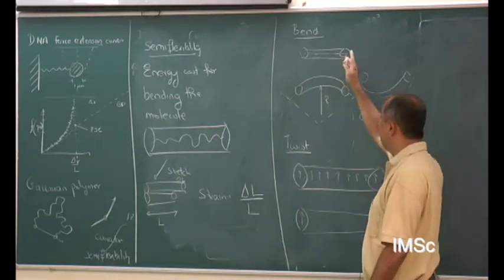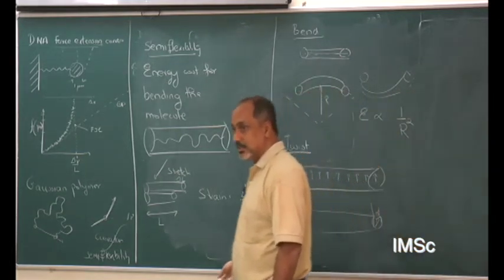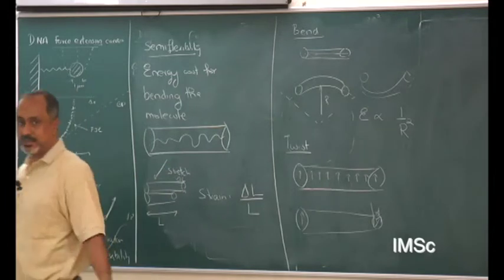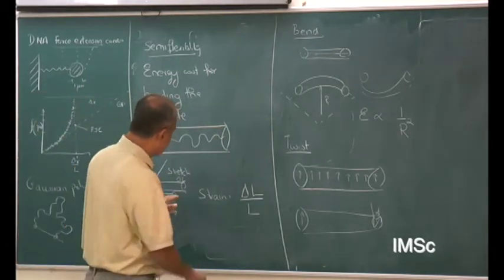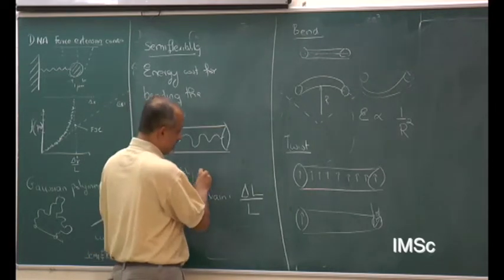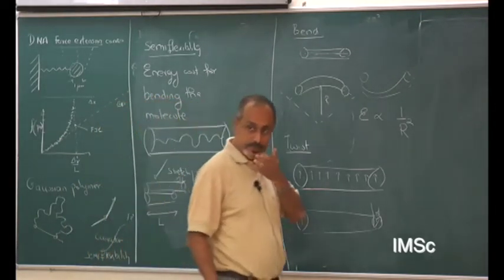So stretching, bending and twisting are three operations that I can actually do to a molecule when I think of it in a slightly macroscopic manner. And the way I will quantify it, particularly for stretching, is through this quantity delta L by L. Okay.